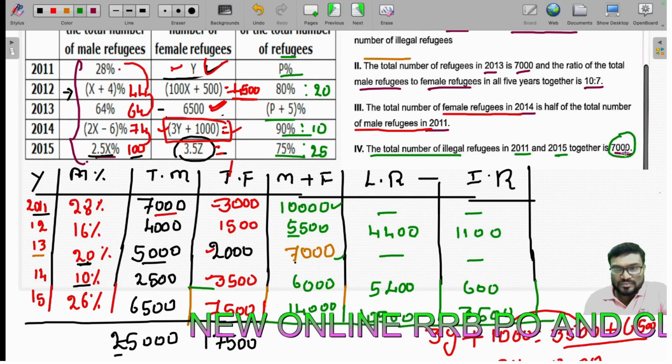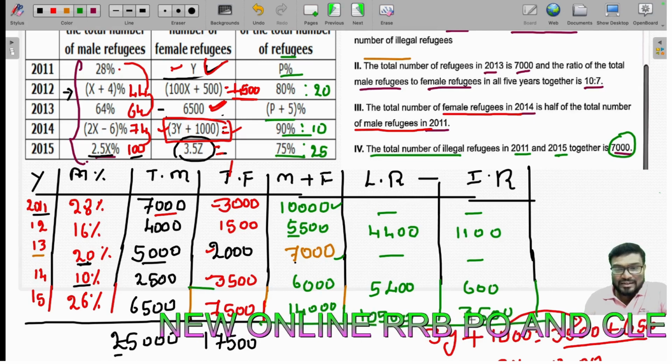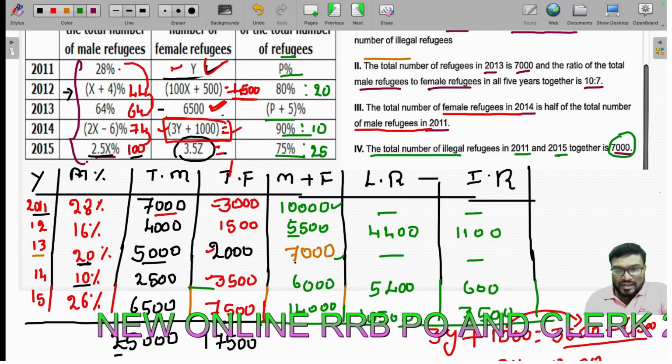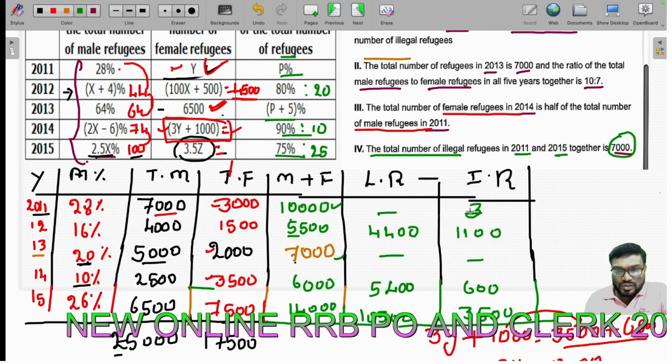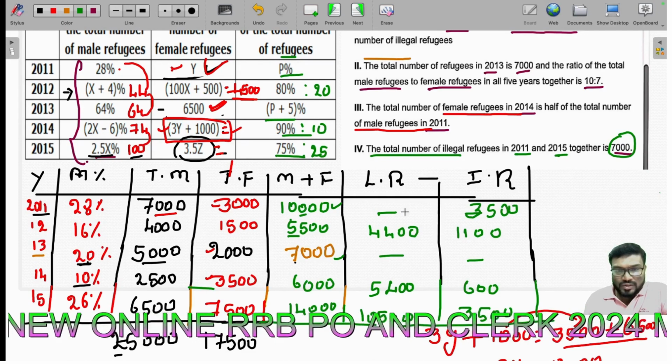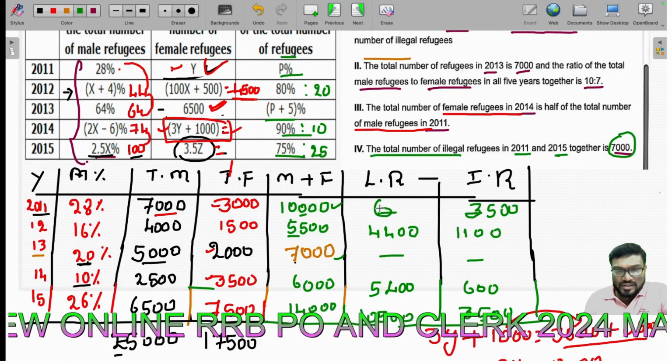7,000. Together it is 7,000 illegal. Here 3,500 out of 7,000. Here 3,500 means here also 3,500. It is easy because the total is 7,000. Total 10,000, here 3,500 means here I have 6,500.